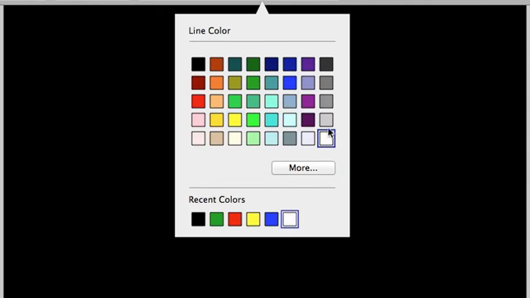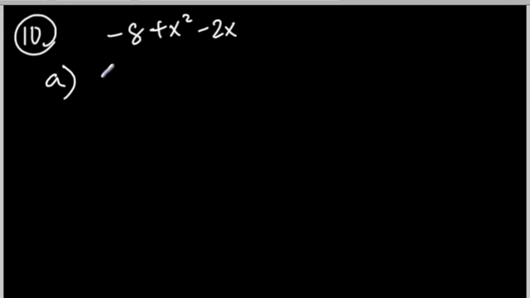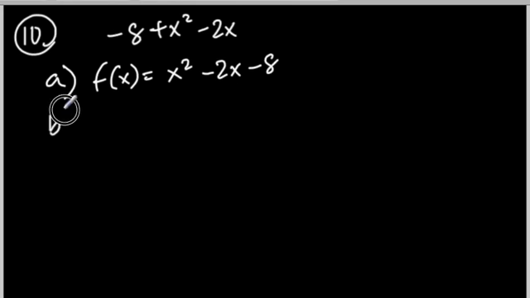Number 10. Let's just do number 10. Okay, so the original one, as written, was -x plus x squared minus 2x. So basically, if you want to rearrange it, f of x is equal to x squared minus 2x minus 8. B is find the vertical stretch.